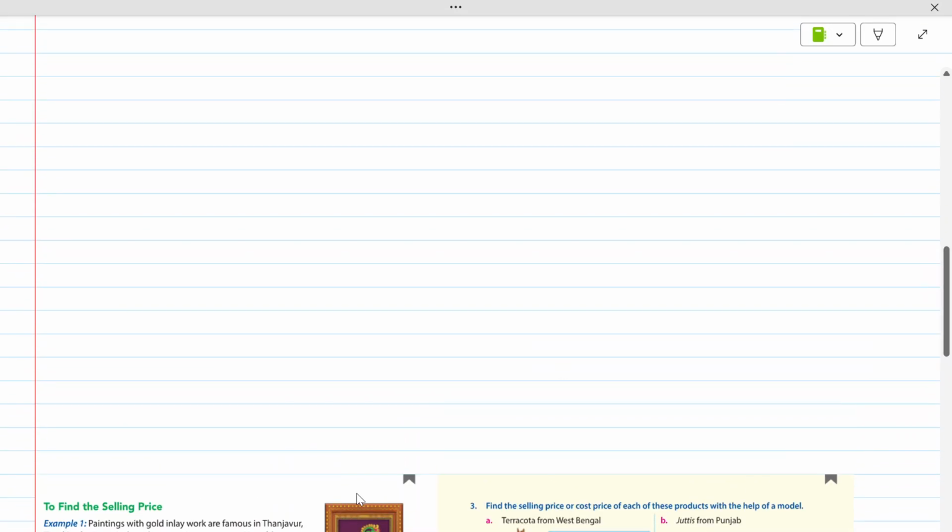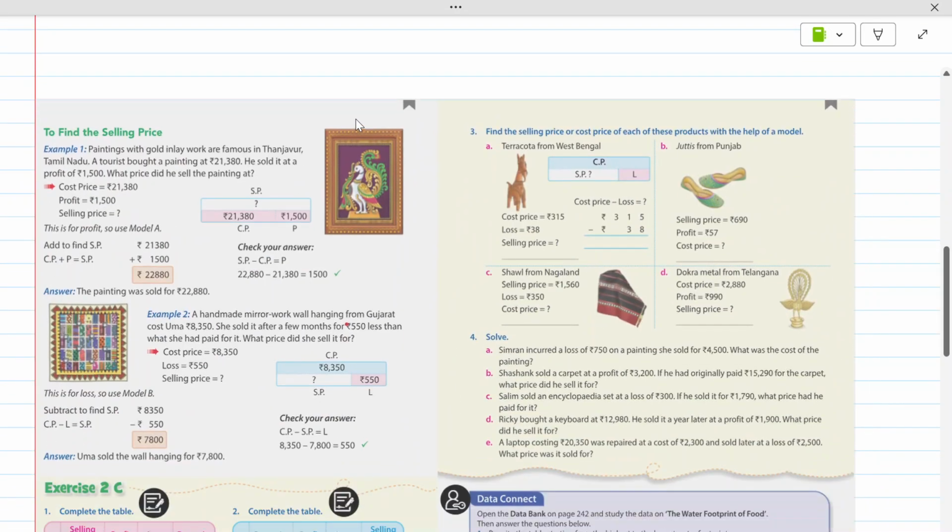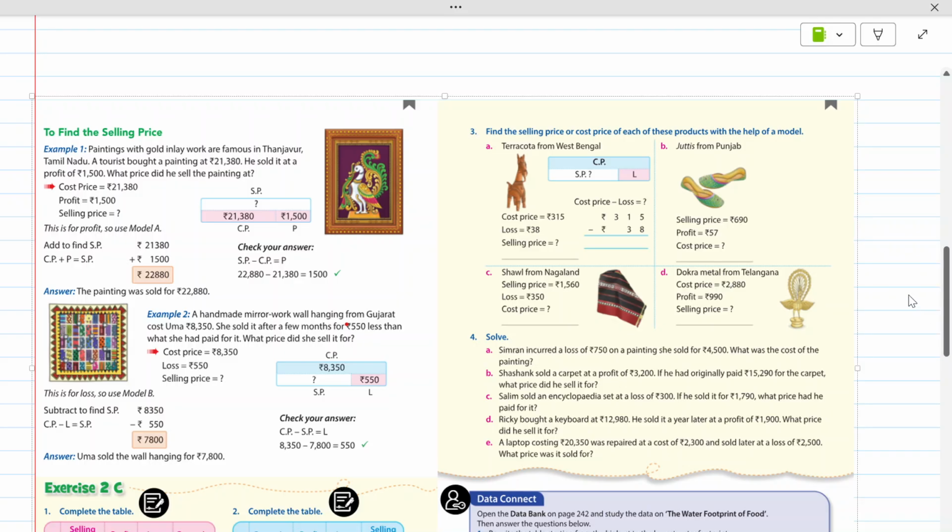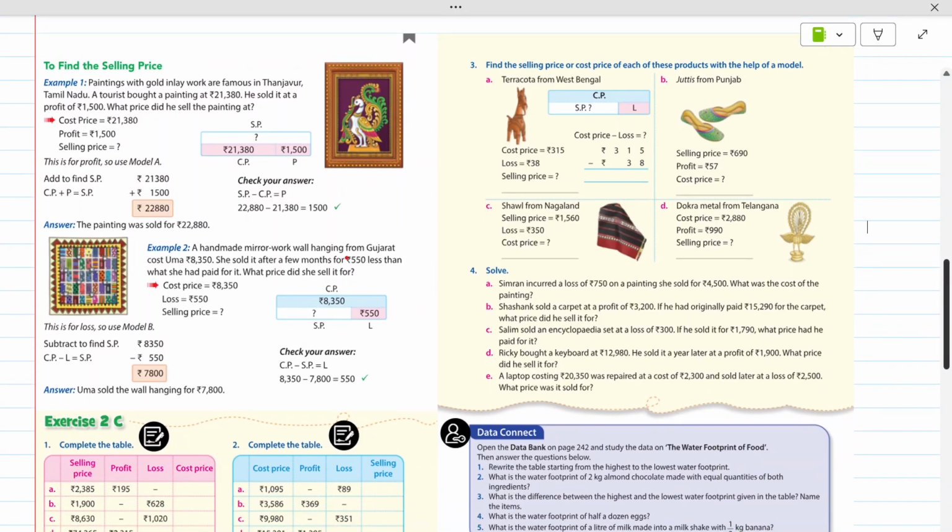Now, the second portion is where we have to find out the selling price. So in the same way, we have to find out the selling price.